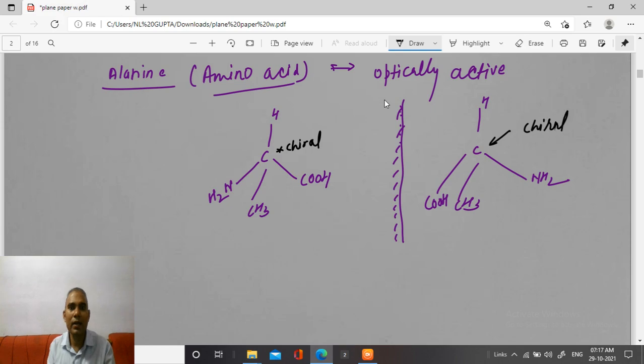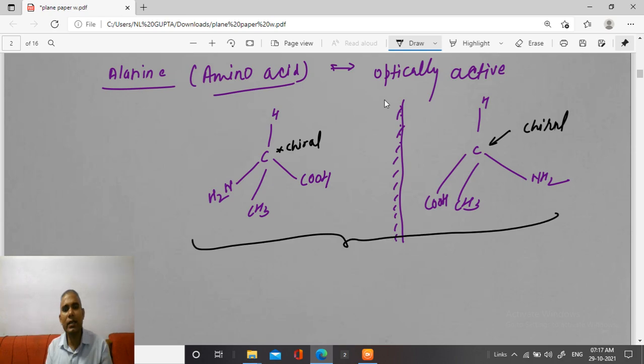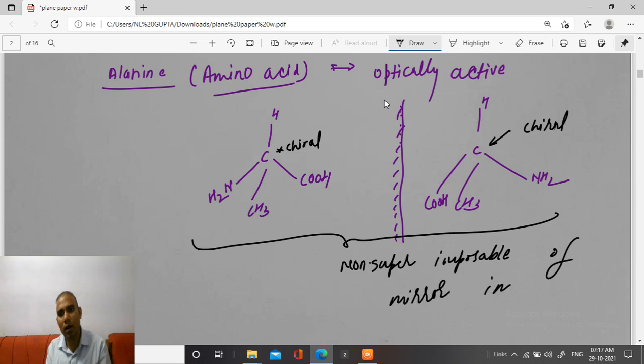They can't cover each other. So both are, you can say, non-superimposable. Non-superimposable mirror images, friend. That is the point. Now, if they are non-superimposable mirror images, that is what is known as enantiomers. They are enantiomers.